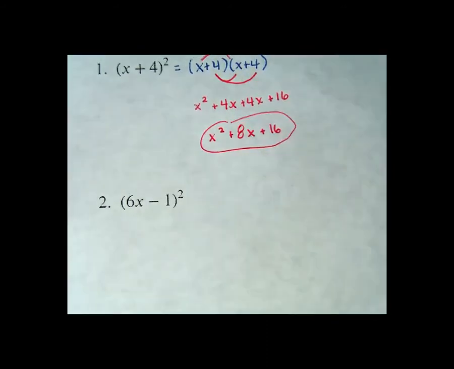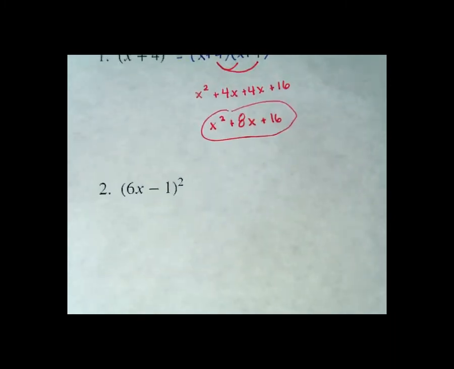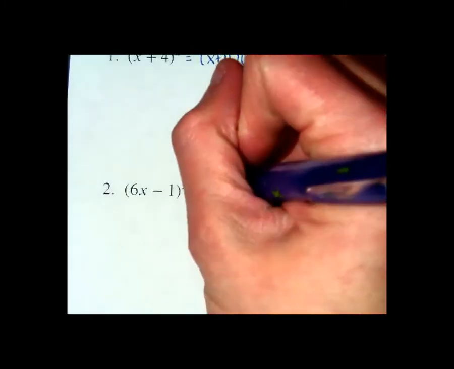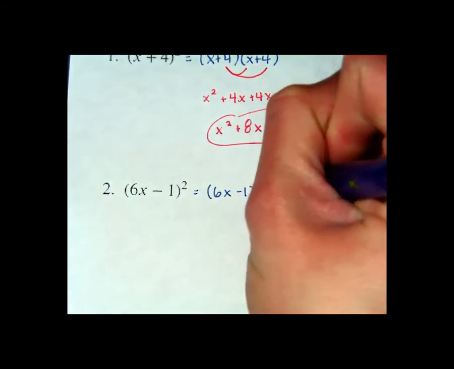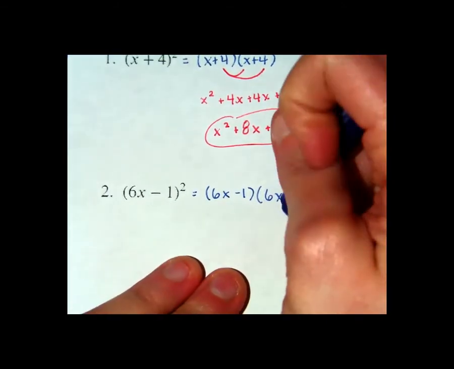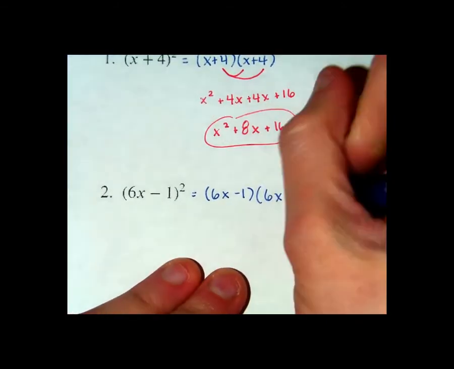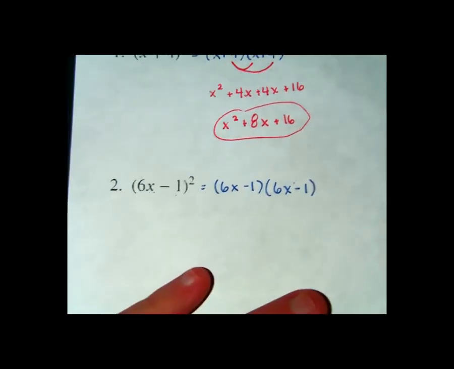This is actually a special type of trinomial. We'll talk about that in a minute. Alright, if we're going to do number 2, what do we need to do? Same thing. Write it twice. If you don't write it twice, I bet you that you will think the answer is 36x squared minus 1. That's not right. People just square this and then square that. That's not what's going on.